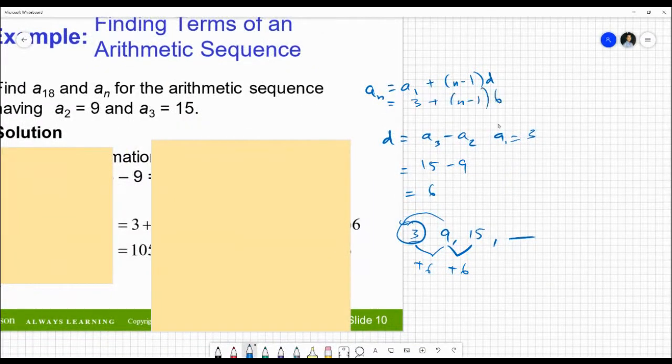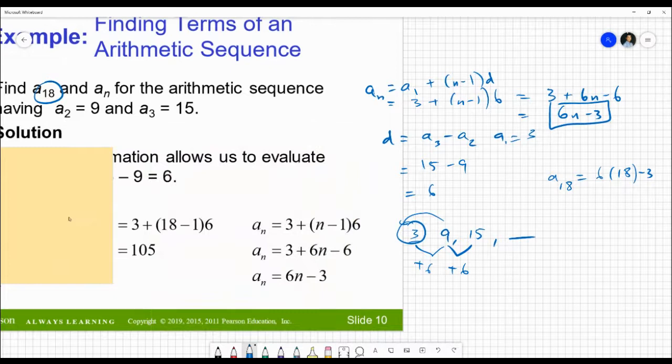Once I have that, I can easily write out my formula for an: 3 plus n minus 1 times 6. Let's simplify this. So I have 6n minus 3. So that is my general term. Now they want us to find a of 18, so we're going to plug in 18 for n. Okay, and that should be 105.